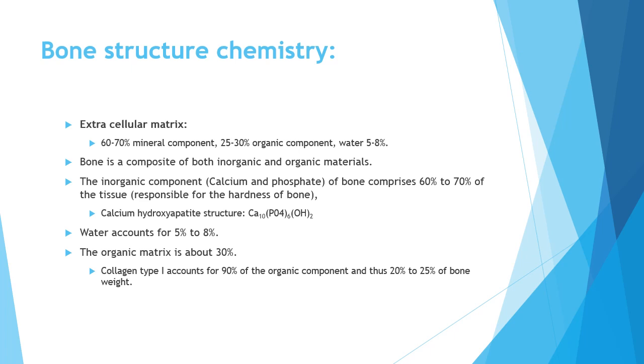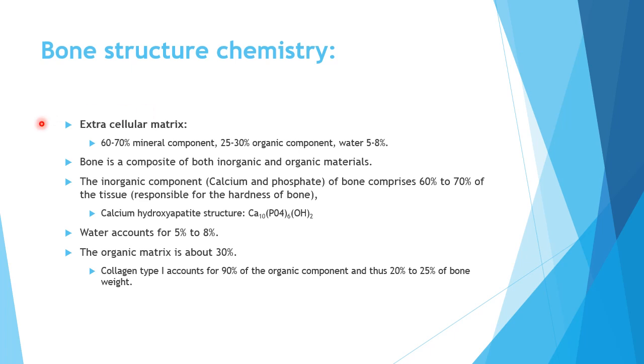Now the water content is, as we said, small, only 5 to 8%, and the organic matrix is about 30%, and most of that is collagen 1. So collagen 1, which is the most abundant collagen in bone, is about 90% of the organic, and if you take 90% of 30, it's about 20 to 25% of the bone.